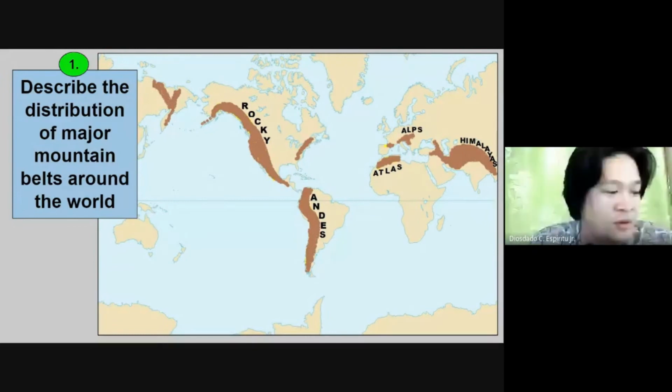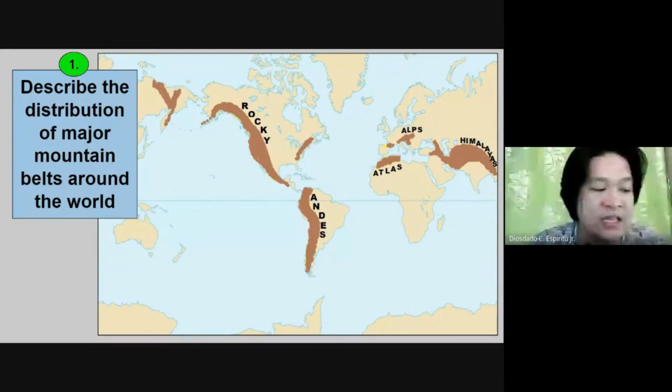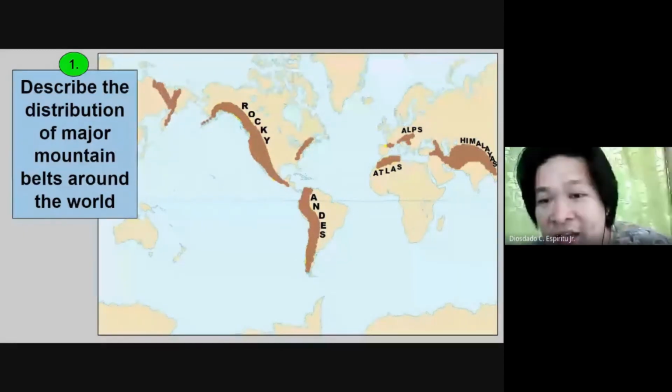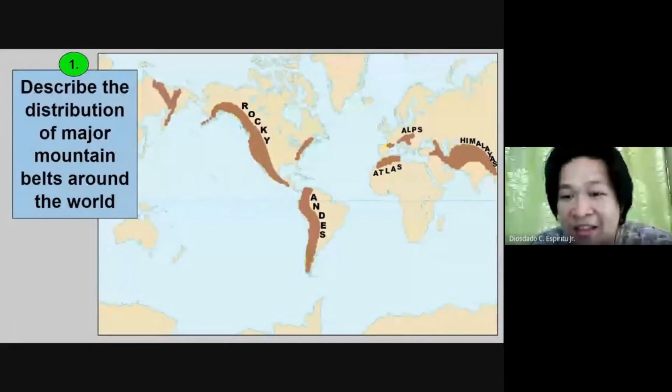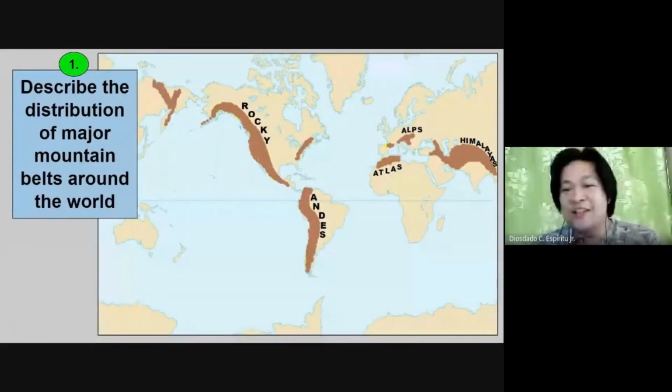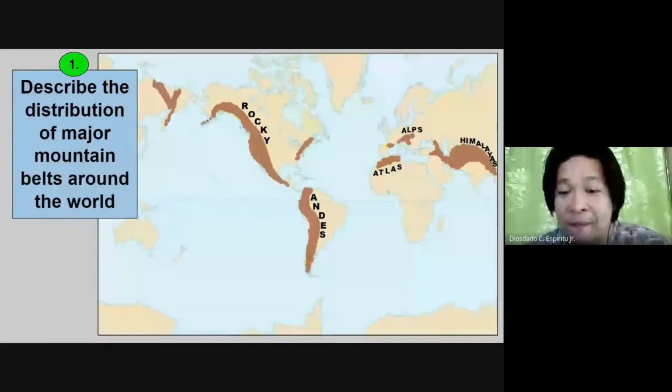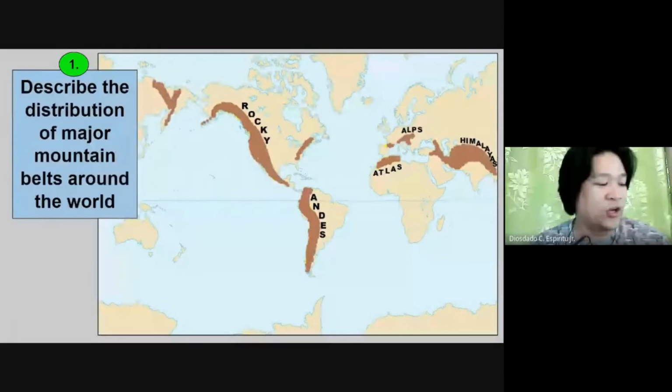In our module, the first question is, where can we see the Rocky Mountain Range? So basically, maybe Maricel also knows that, but she is more advanced. Maybe she had already read the topic. Okay, so yes, correct. It's basically found in North America.